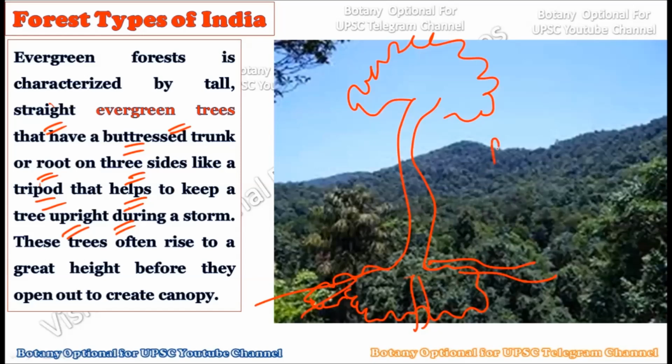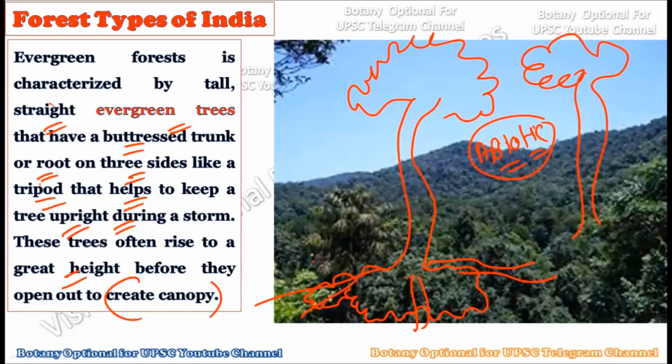So for the abiotic factors, they have adapted to the storms and the heavy rainfall, and hence they can stand upright throughout the year. Now, these trees often rise to a great height before they open out to create the canopy. If you go to the evergreen forest, you will always find many trees touching the sky, evergreen and with large heights. At the very top of it they will create the canopy.